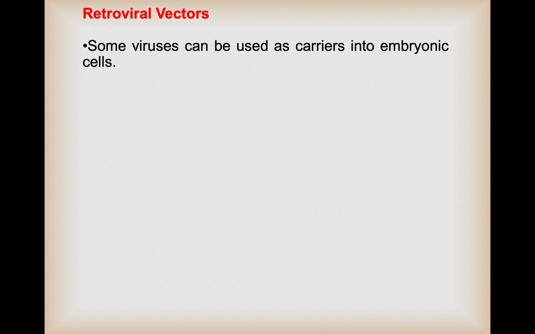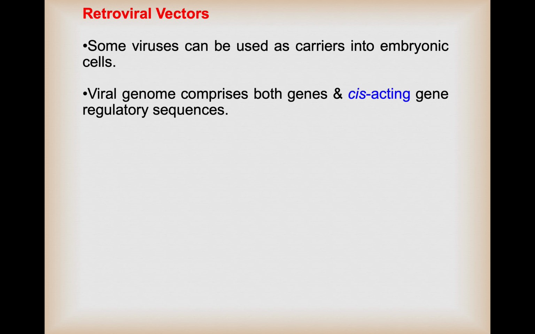So the third method is on retroviral vectors. So retroviral vectors, as you can guess by the name, is using a virus by the name of retrovirus. So it is being used as a vector. So we know that some viruses can be used as carriers. There are lots of viruses. In chapter 5, we're going to be discussing 5 of them. So viral genomes comprise both genes and cis-acting gene regulatory sequences. So you can read up about it. I'm not going to tell you here the differences between cis and trans-acting.